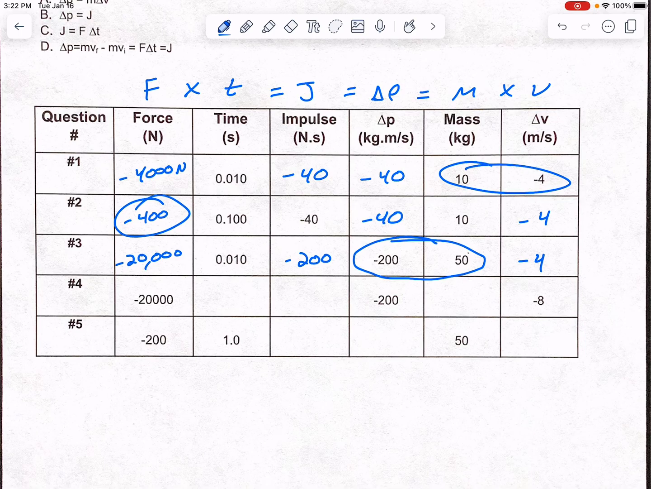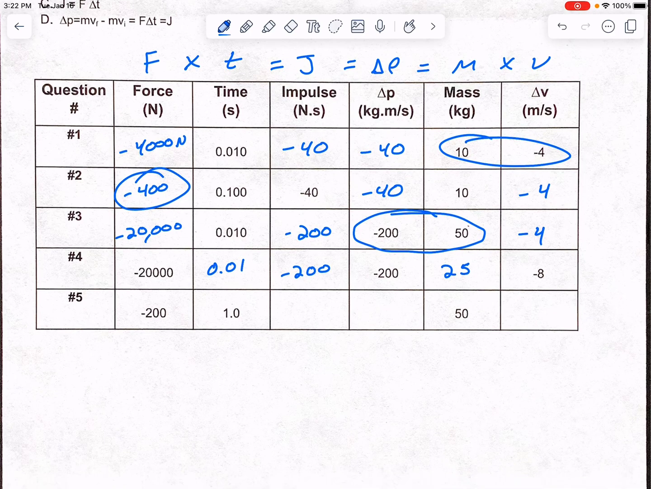Number 4, we're going to see what we have. I have momentum and I have velocity, so I can take negative 200 divided by 8, which is going to be 25 for my mass in kilograms. And I know negative 200 momentum is going to equal negative 200 on the impulse. So negative 200 divided by that 20,000 is going to give me a time of 0.01 seconds.